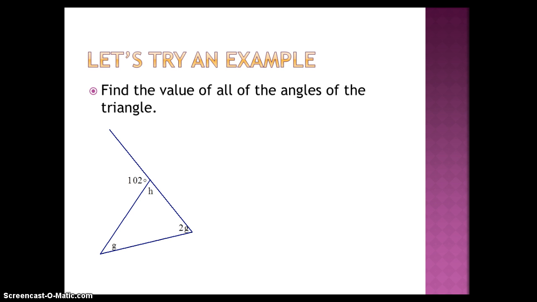So let's try an example. Find the value of all the angles of the triangle. Pause the video and give it a chance. So if we're going to start with this, there's a couple different ways we could start.